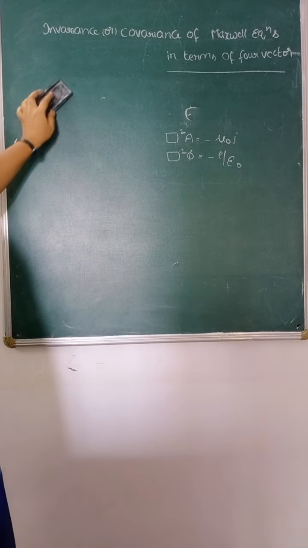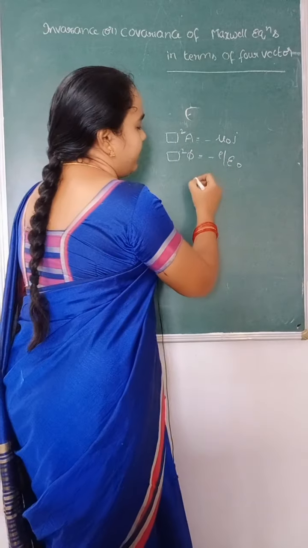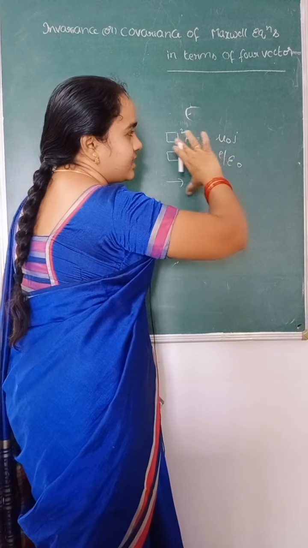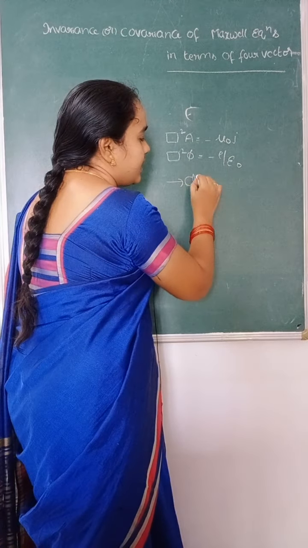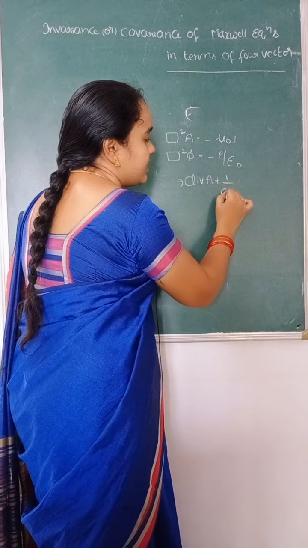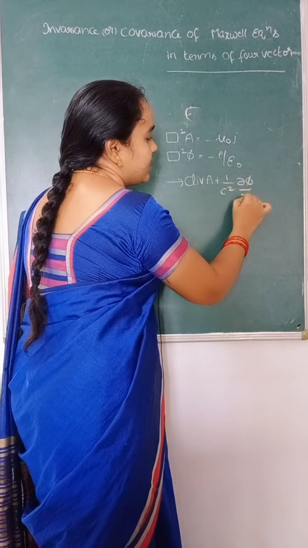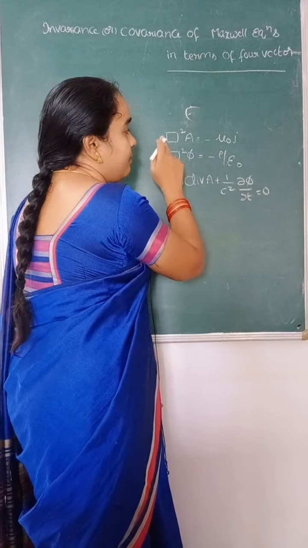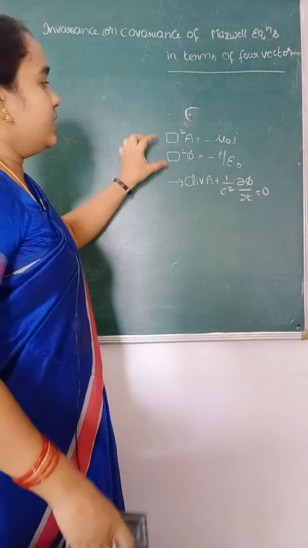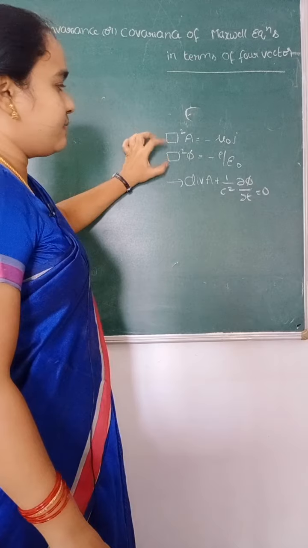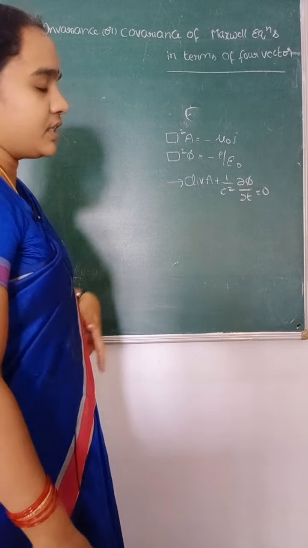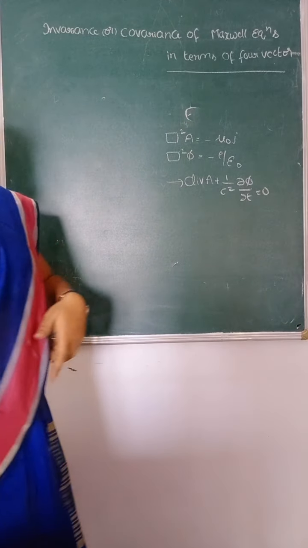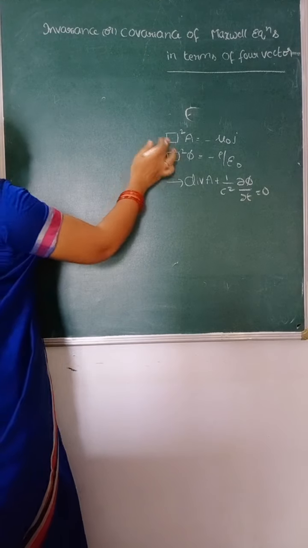These will be satisfied only with the Lorentz condition, since there are some extra terms like mu epsilon dou phi by dou t. Only if the condition divergence of A plus 1 by c square dou phi by dou t is equal to 0 is satisfied, do these two take the Maxwell's equations form. So these 2 equations must satisfy the Lorentz condition. So our aim is covariance of Maxwell's equations in 4 vector form.